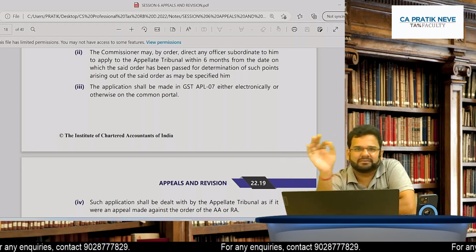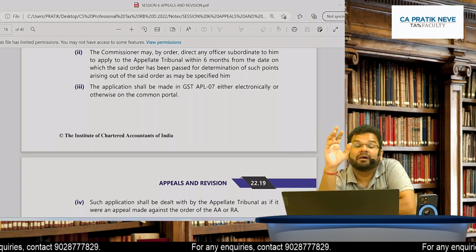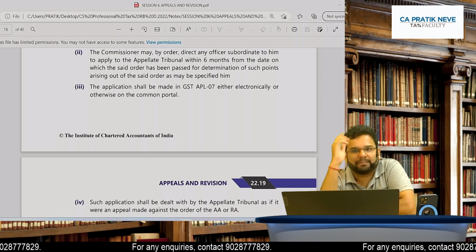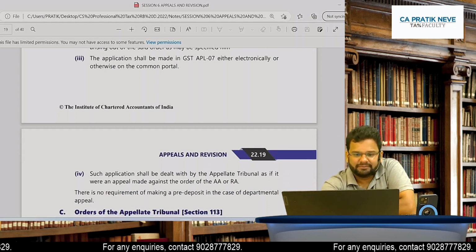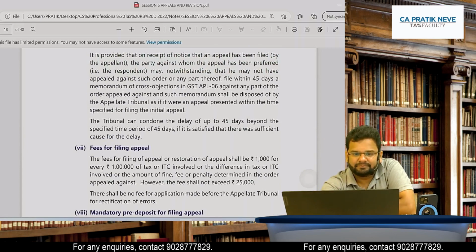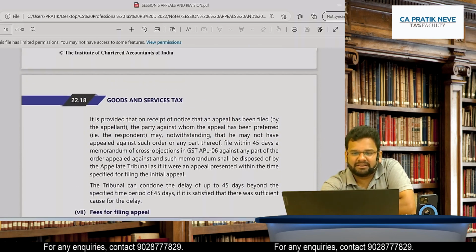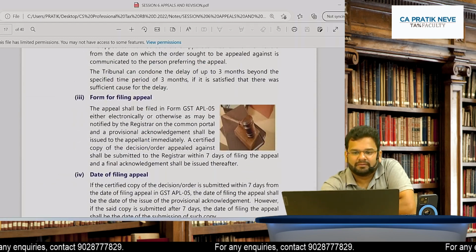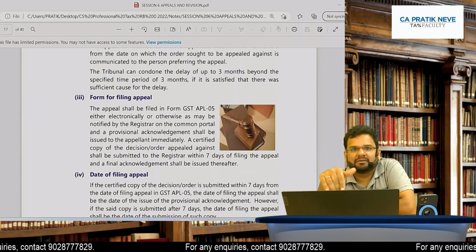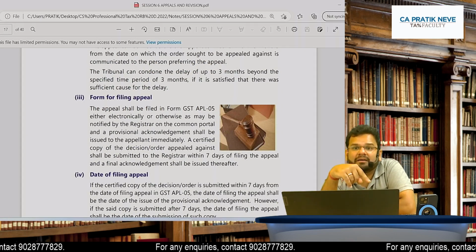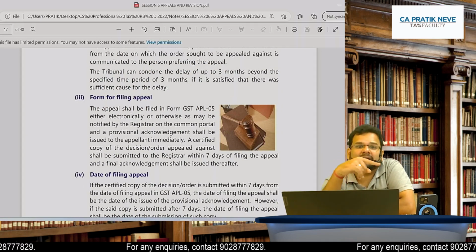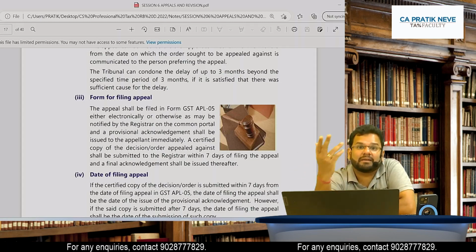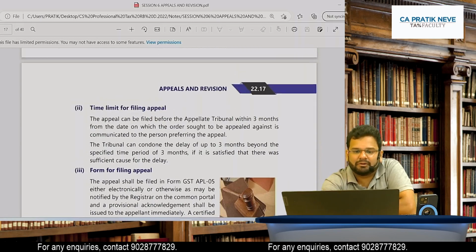Apply logic, friends. Everything you will find here. Apply this logic, that's important, because in exams such logical questions will be asked. Now the department is not happy with the decision given by the appellate authority. Can an appeal be filed? Yes, it can be filed with the appellate tribunal.